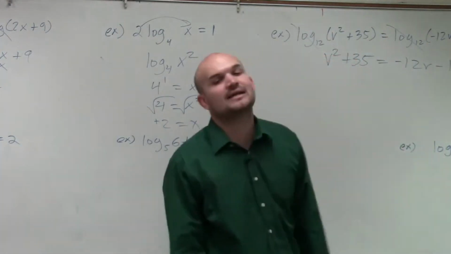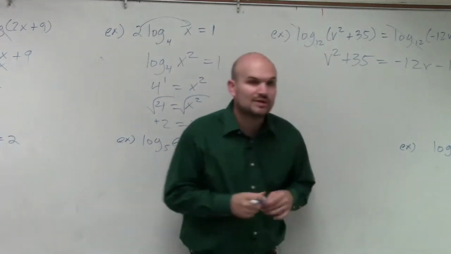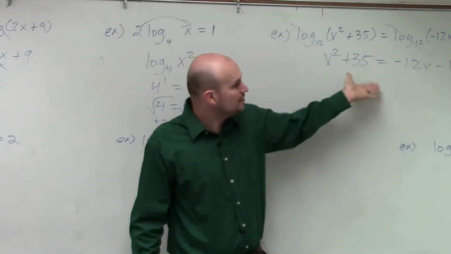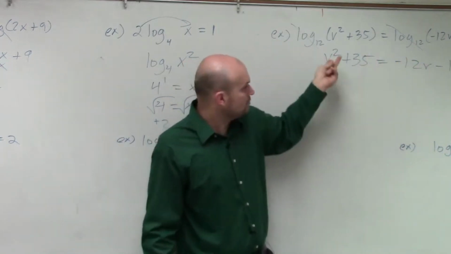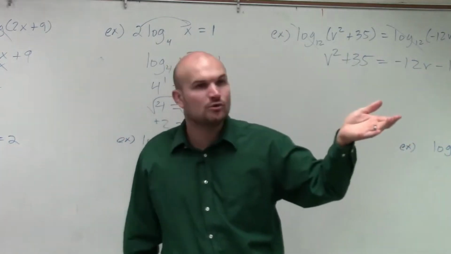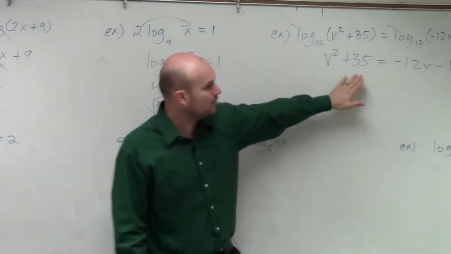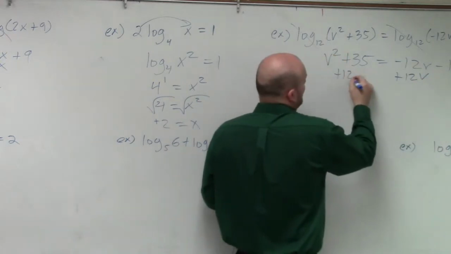And please, ladies and gentlemen, as you leave my classroom and go to other math classes, please remember when you're solving quadratics, you cannot solve this when you have a quadratic with more than one variable term. One's quadratic and one's linear. You cannot solve it using the square root method or using inverse operations. You have to use factoring. So therefore, we have to get everything to the same side. So I'm going to add a 12v.